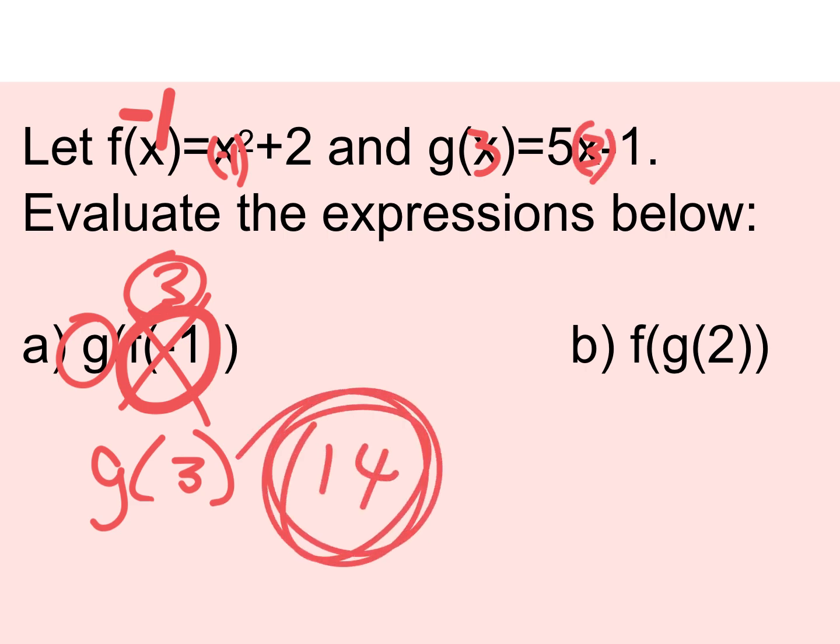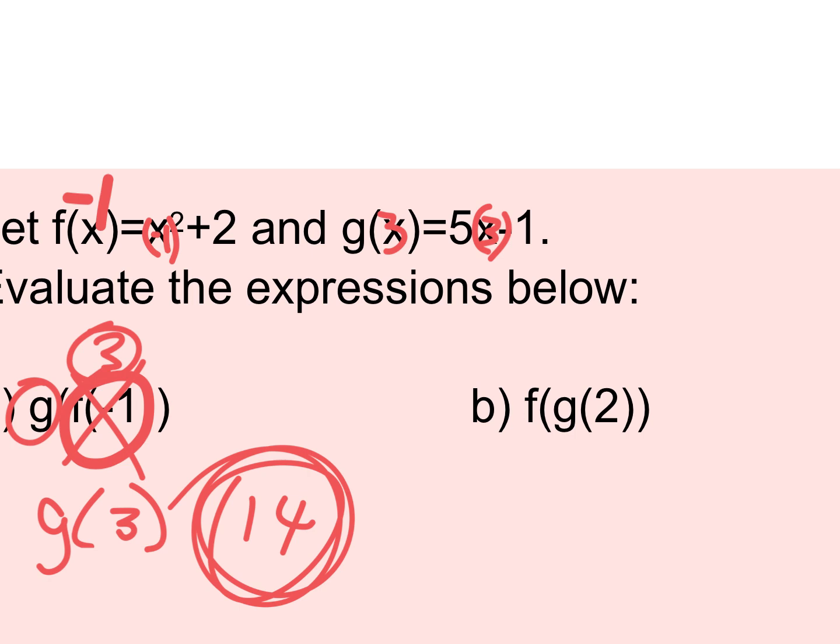Awesome. The other one, you stick in 2 into the g function. So that goes here. And 5 times 2 is 10, minus 1 is 9. That's 9. And then I now do f of 9. 9 then goes in here. 9 squared is 81, plus 2, 83. Who had that? Right. Okay, excellent.